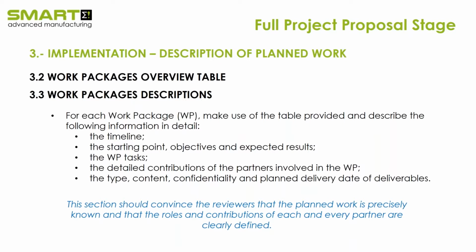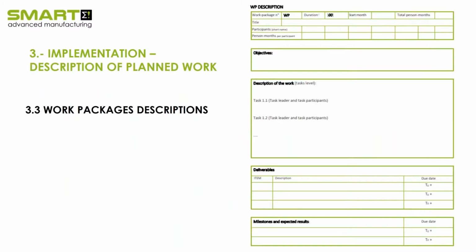Also, it is requested to provide the definition of the deliverables coming out of this work package. The type: they could be documents, products, prototypes, software. Which is the content, the confidentiality, whether these deliverables are public or private for the consortia, and the delivery date for the deliverables. So this is the work package description. Here you have the template. It's a quite traditional work package description, nothing new, with the objectives, description of work, and the deliverables.